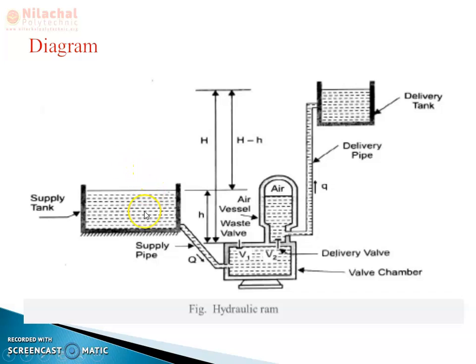Here is the supply tank, and this is the valve chamber connected by the supply pipeline. And this is the air vessel, and here are two valves, one is the waste valve and this is the delivery valve. Both valves are non-return valves. Then we come to the delivery tank. The delivery tank is connected to the air vessel by the delivery pipeline.